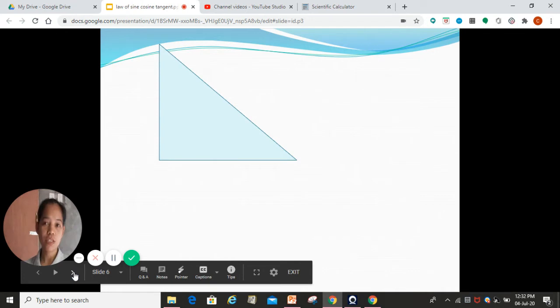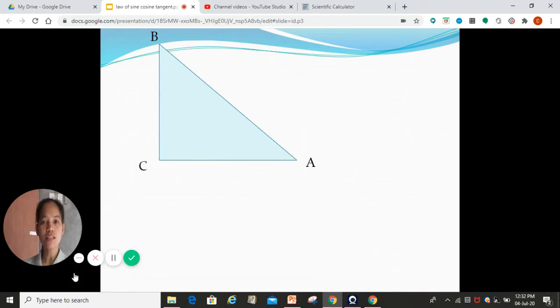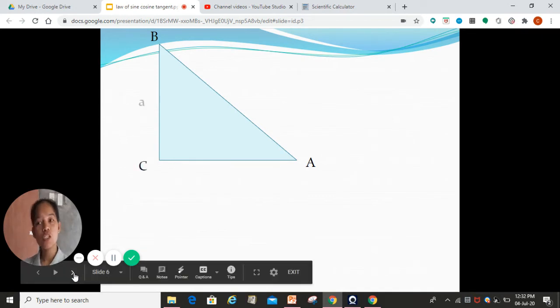Suppose we're given a triangle and we can name this as triangle A, B, and C. So you notice that the angles are named using the capital letters A, B, and C. With the corresponding sides opposite those given angles, we have the small letter a representing the side opposite angle A, the small letter b for the side opposite angle B, and the small letter c for the side opposite angle C. And you can have here a right triangle or a right angle.